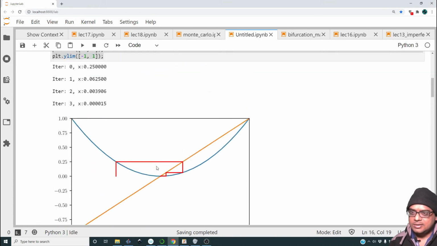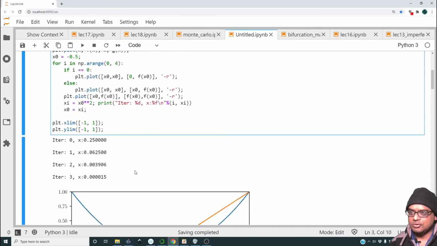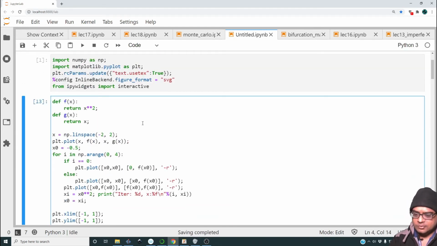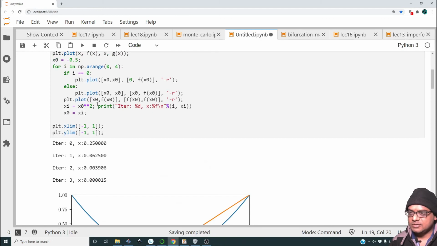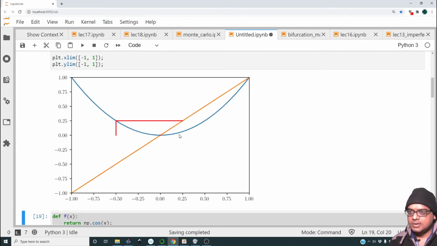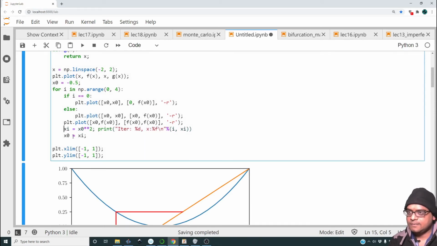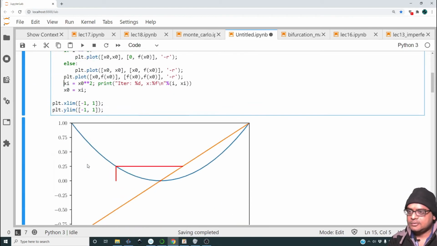And let's go back a step and look at how the plot actually looks. So this was the original plot. Let me suppress the printing of the iterates, and yeah. So if we go back, this has to be there. So this is a different map.